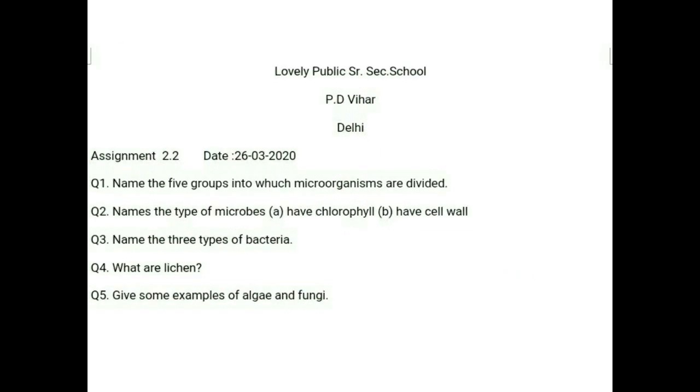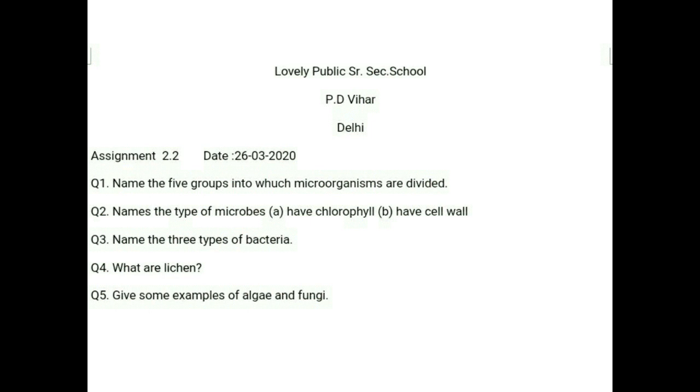Next, name the 5 groups into which microorganisms are divided. So, microorganisms are divided into 5 groups, namely bacteria, algae, protozoa, fungi, and viruses. Name the type of microbes that have chlorophyll. The type of microbes which have chlorophyll are algae. Name the type of microbes having cell wall. So, the type of microorganisms having cell wall is fungi and algae both.